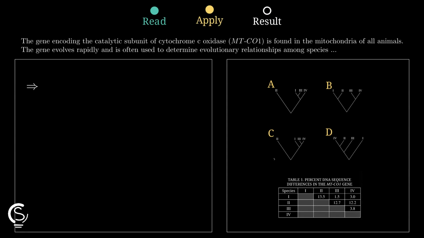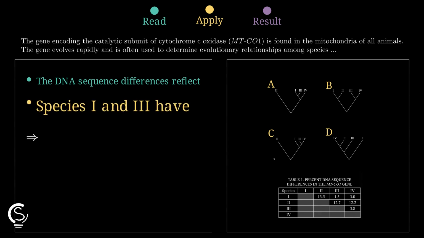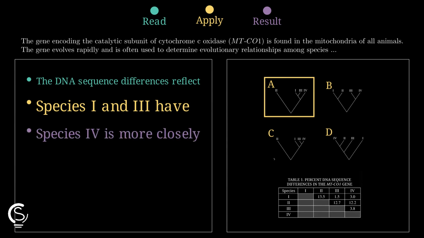Watch this carefully. Species I and III have the fewest sequence differences, so they should be grouped together first as sister taxa because they are the most closely related pair in the table. Species 4 is more closely related to that I and III group than species 2 is, so 4 branches next, leaving 2 as the earliest split.